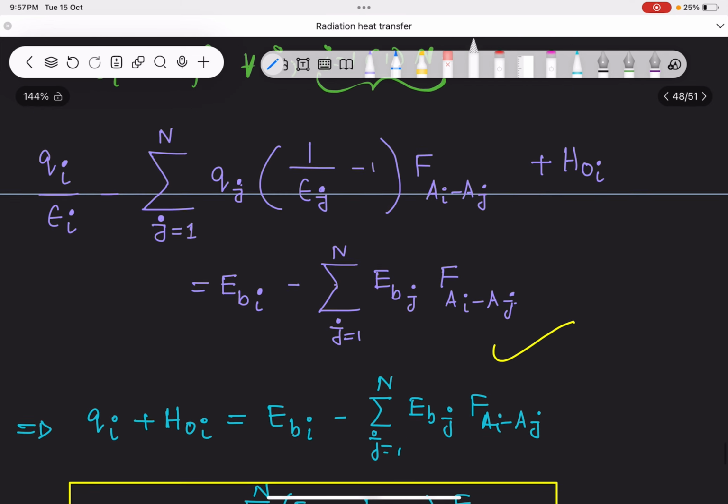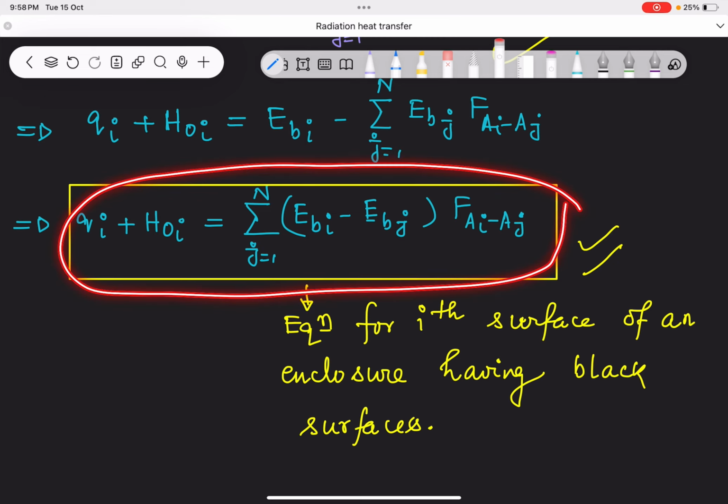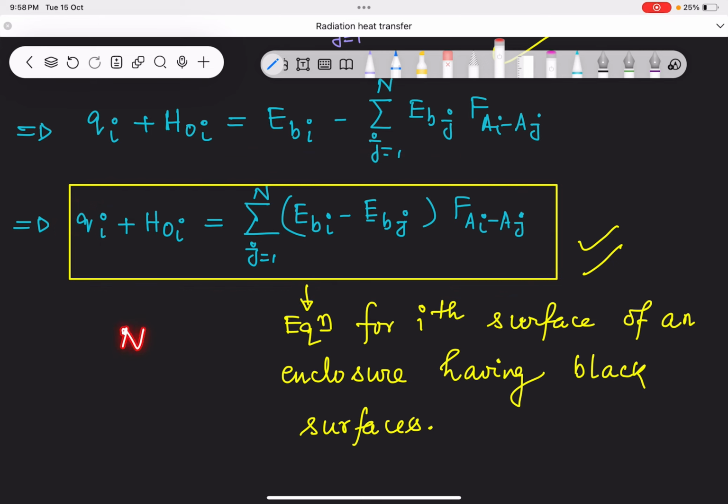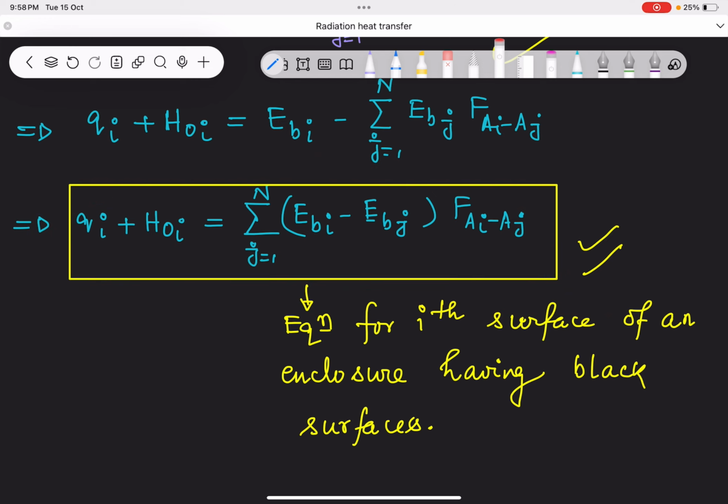So we get from these equations, this is for the enclosure having all black surfaces. If we have n number of black surfaces, then for all i, i can be 1, 2, 3, up to n. So for n surfaces we will have n linear equations, and we have to solve those equations.